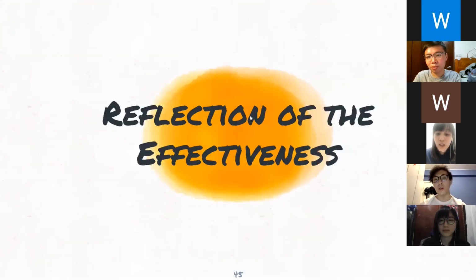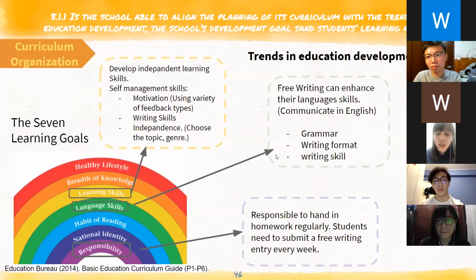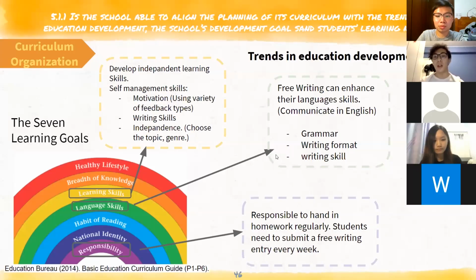Page. So now let's talk about the reflection of effectiveness. Next page, please. There are 7 learning goals, and if a curriculum can achieve them, it is an effective curriculum. Free writing can enhance the learning skills of students since there is not much guidance on free writing entry. They need to write in English so their grammar, sentence patterns, and writing skills will be improved. Students are responsible for handing in homework regularly, and they need to submit a free writing every week. Therefore, their responsibility will also be enhanced. Next page, please.